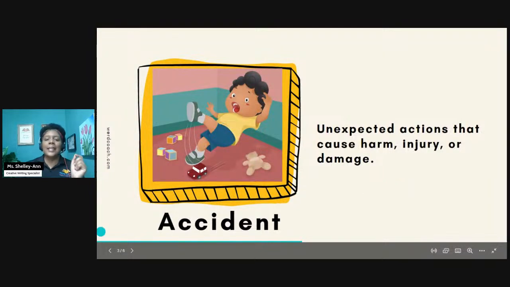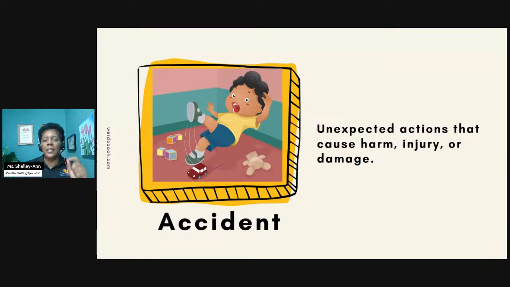Another type of report is an accident report. These are unexpected actions that cause harm, injury, or damage. Now, you might notice that definition is very close to the incident report. And yes, incidents and accidents are very closely related because you have similar kinds of things happening. What makes a difference between an incident and an accident is the intention of the participants. So if someone is walking and, let's say, the steps or the hallway happens to be wet and they slip and fall and injure themselves, that's an accident. If, however, they were pushed by someone else deliberately, then that would be an incident.